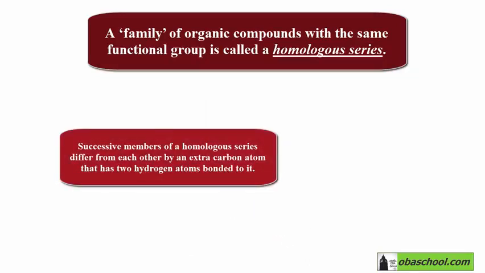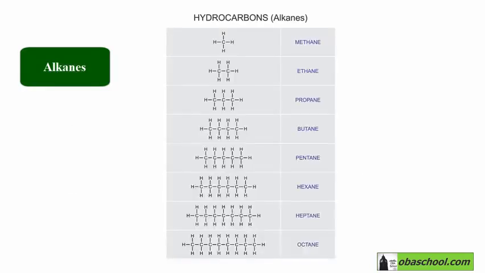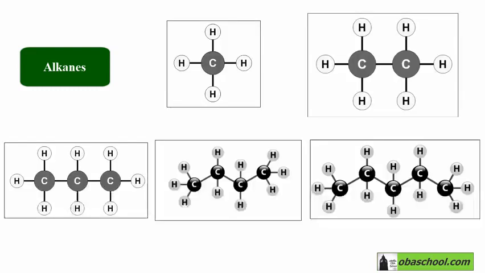Successive members of a homologous series differ from each other by an extra carbon atom that has two hydrogen atoms bonded to it. So for example, if we take alkanes, the family of alkanes is one of the homologous series that are important in organic chemistry. Here we have the first 5 alkanes, which are methane, ethane, propane, butane, and pentane. These are successive members of the homologous series of alkanes.